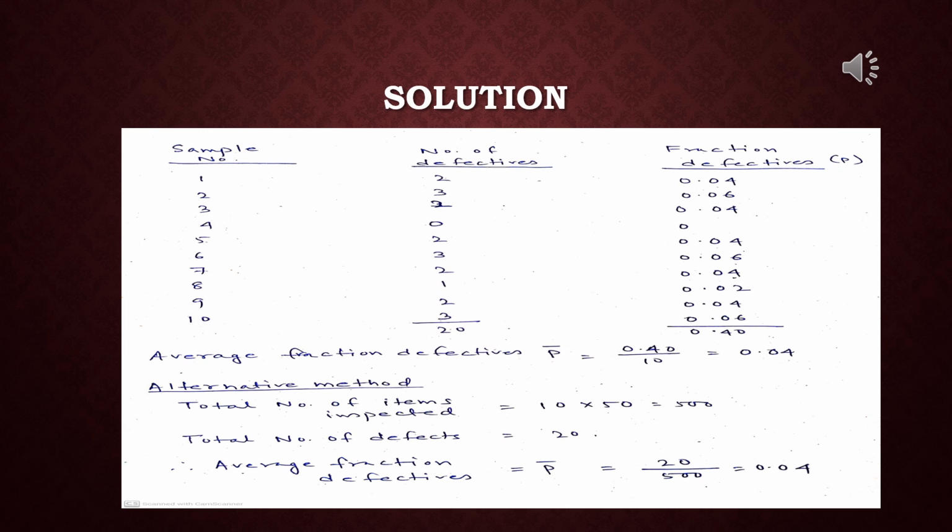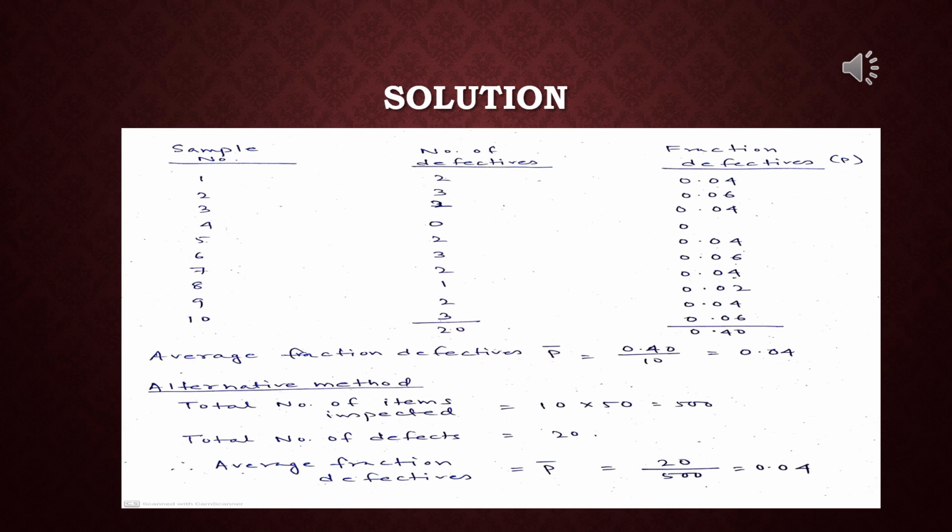Now, how do we find the fraction defective? The defects that are there in one sample divided by the size of that sample. I am giving you one example. Suppose I talk about sample number 1. Here the size is constant, so from sample number 1 to sample number 10, each sample will have the same size, that is 50.